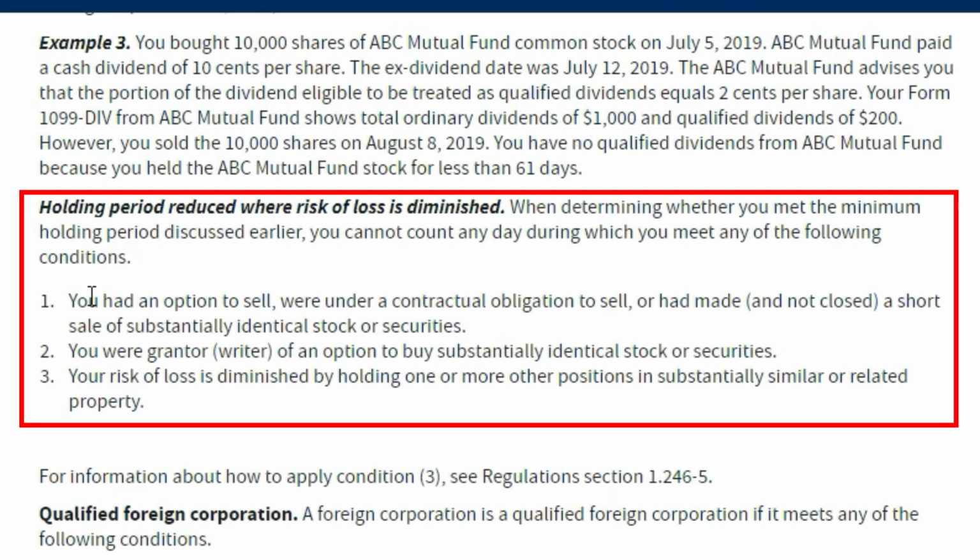You were a grantor or writer. In other words, you sold an option, you were an option writer, of an option to buy substantially identical stock or securities, or your risk of loss is diminished by holding one or more other positions in substantially similar or related property. In other words, make sure you consult with your tax advisor if you are utilizing calls or put options with respect to your dividend portfolio, because if you sell a dividend stock, it may impact your qualified dividend status.